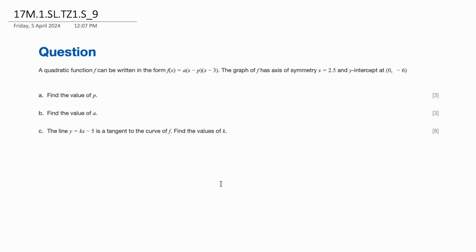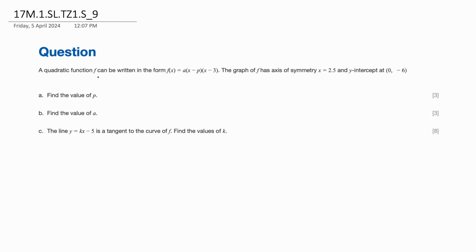IB examinations. This is a mathematics SL paper 1 question and it relates to finding tangents and normals. So let's get started. It's a differential calculus question.